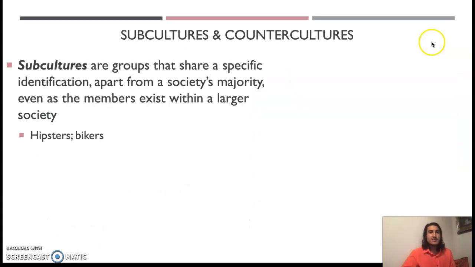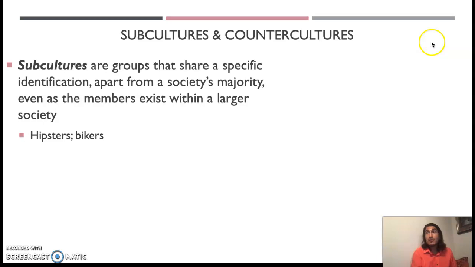Societies also have subcultures and countercultures. Subcultures are groups that share a specific identification which is apart from a society's majority, even as the members exist within the larger society. So within the United States, I might identify as part of United States culture and society, but I also might have a subculture, a sub-identity.